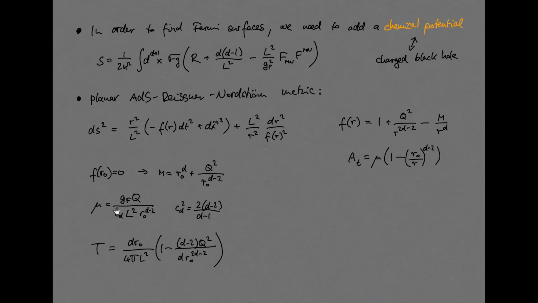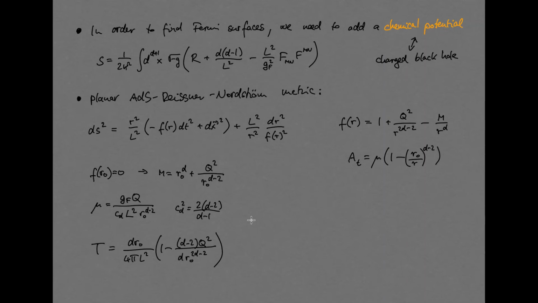Okay, so I'm just giving you a formula here for the chemical potential in the boundary dual. It is related to this Q constant via this formula here. And I just define this c_d constant, which is only a function of the dimensionality here. And as before, using the trick of analytic continuation to Euclidean signature, you can compute the temperature of this black hole, and it turns out to be this expression. If you set Q equal to 0, then you recover the previous result for the planar black hole.